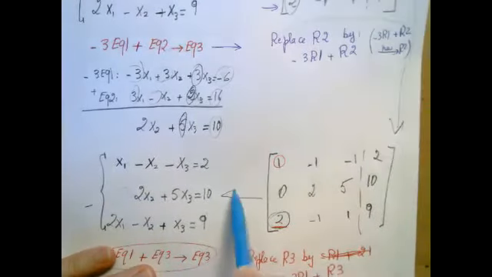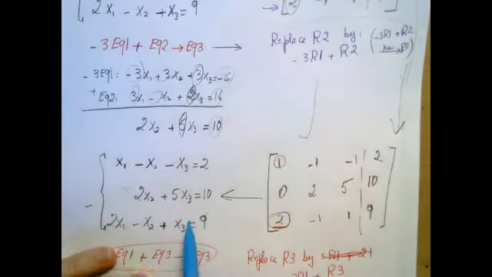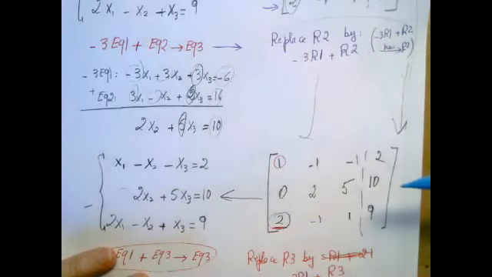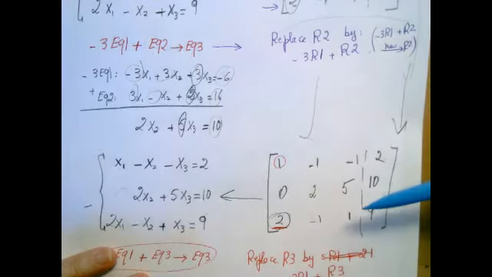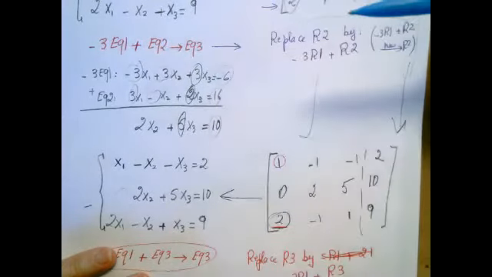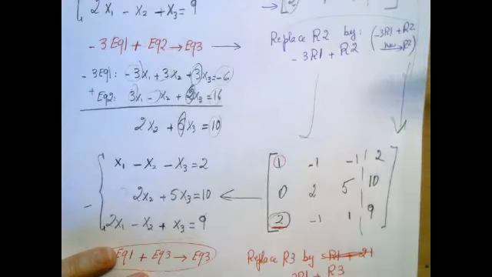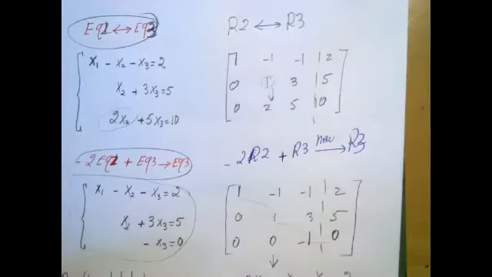And that's the system that corresponds to the new augmented matrix. This one and this one have the exact same solution. So performing a row operation on the augmented matrix does not alter the solution. It actually simplifies it. That's very crucial.